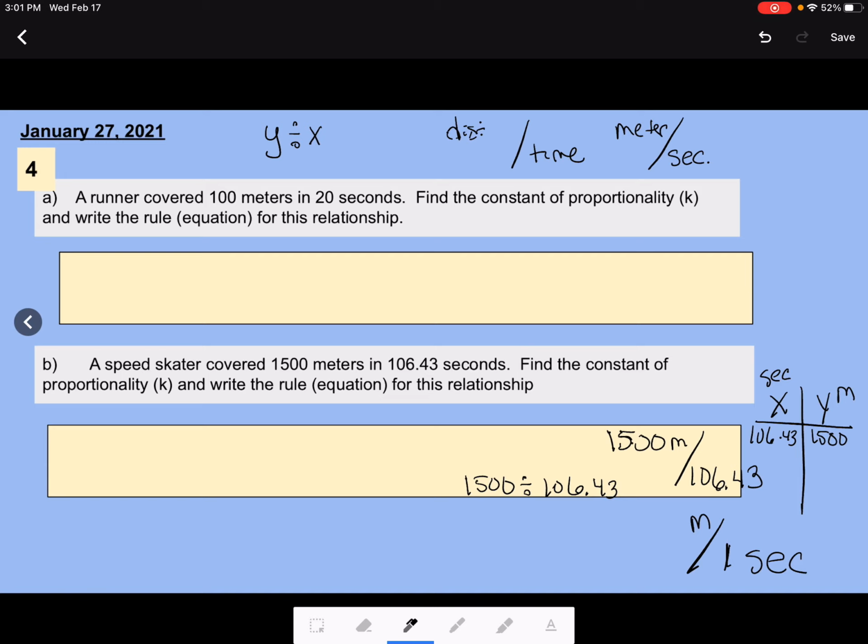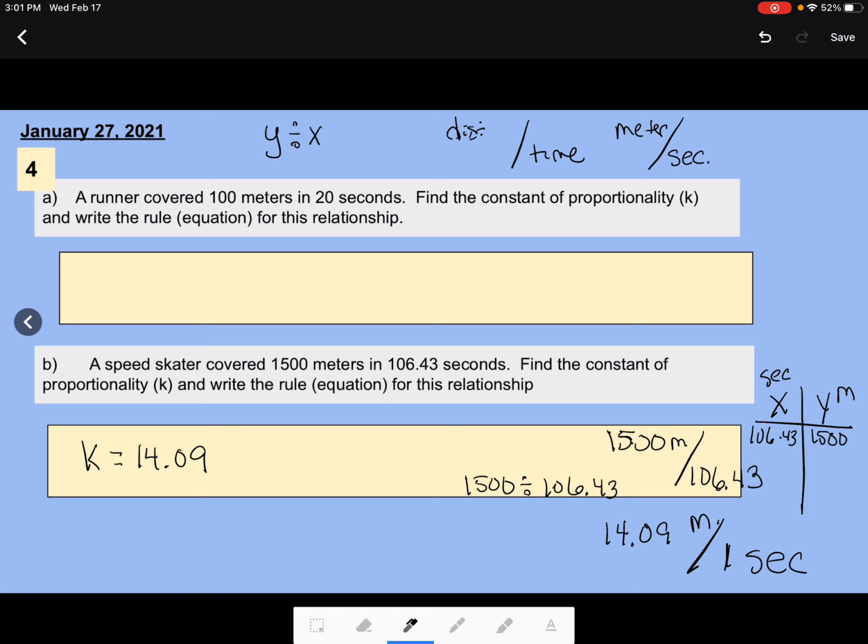I have no idea what that is. So that is a problem that I would do with a calculator, which I'm doing right now. 1,500 divided by 106.43 is 14.09, blah, blah, blah. It goes on. So 14.09, good enough. Okay, so K is 14.09. That means our skater can skate 14.09 meters in 1 second. Okay, so that's how you set it up.